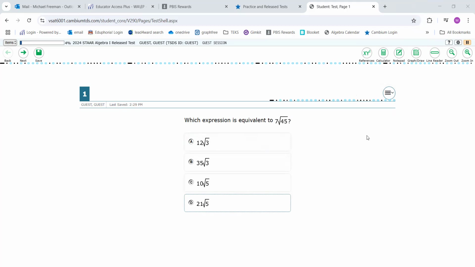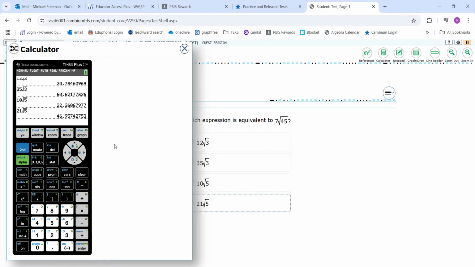But again, we're in test taking mode, so we're just going to learn how to put this in our calculator, right? I hit my little calculator up here in the toolbar. And I'm going to figure out what 7 square root of 45 is. It's about 47 or so, 46.9. So now I want to know which one is equivalent. Equivalent means equal. So I just have to figure out which one of these gives me the same number.